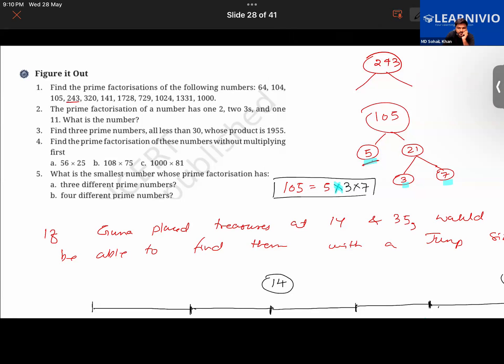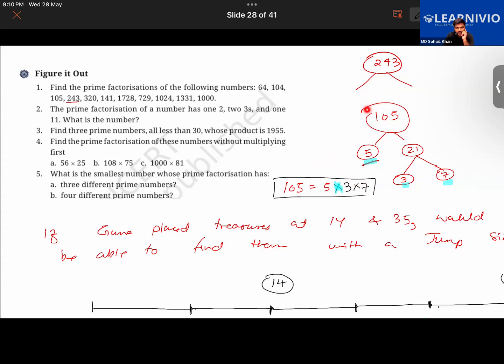Getting it, everyone? Now, the same thing you have to do for 243. You cannot get the prime factors in just one step. You can use the factor tree. You just have to write the prime numbers. You have to show it in the following manner. So it's 3 into 3 into 3 into 3 into 3, like 5 times. Very good.